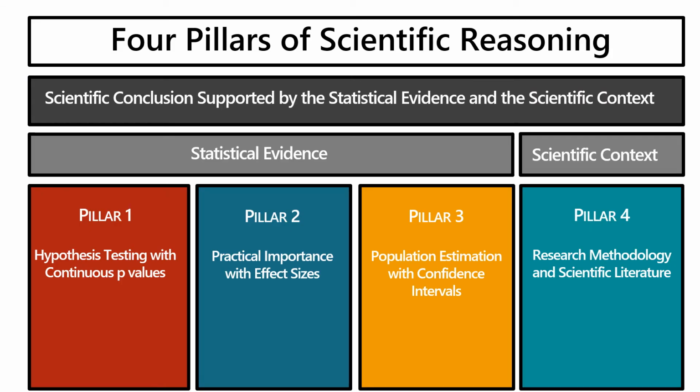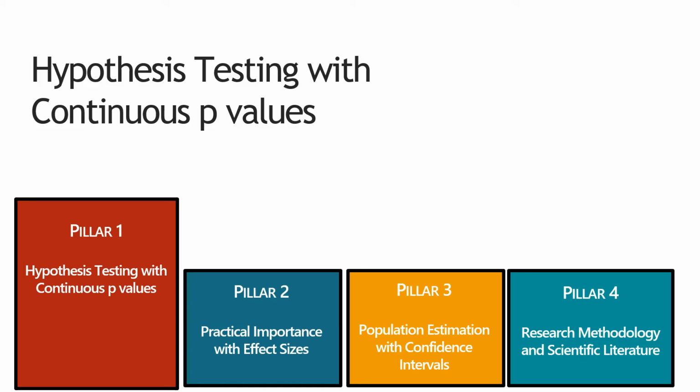All right, so now that we've looked at the general layout of the study, let's consider the 4 pillars of scientific reasoning. We're going to look at hypothesis testing with continuous p-values, assessing practical importance with effect sizes, determining population estimation with confidence intervals, and then also putting this into a scientific context by considering the research methodology and the scientific literature. All right, so our first pillar here is hypothesis testing with continuous p-values.